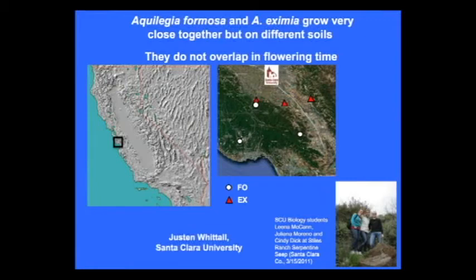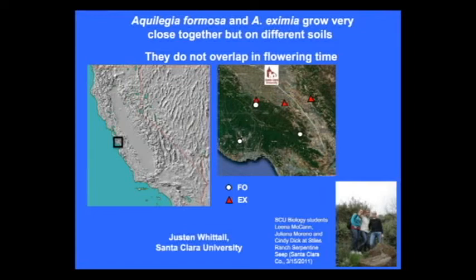So here across the bay, there are multiple populations where the 2 species grow very closely together. They do not overlap in flowering time. They can be 100 feet apart, and there's absolutely no overlap in flowering time between them.